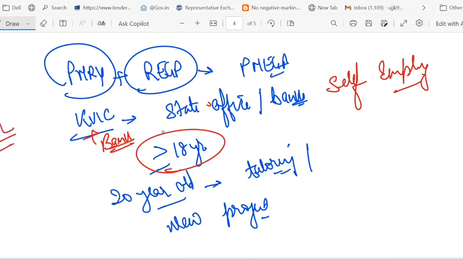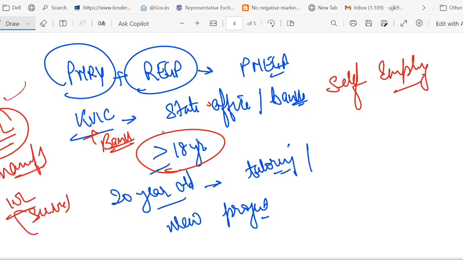The project limit is 25 lakh. This question is also asked. What is the limit? 25 lakh for manufacturing and 10 lakh for services. This limit has also been asked. Remember, the project limit is 25 lakh for manufacturing and 10 lakh for services, and the subsidy ranges from 15 to 35%. This range depends on the location and category.